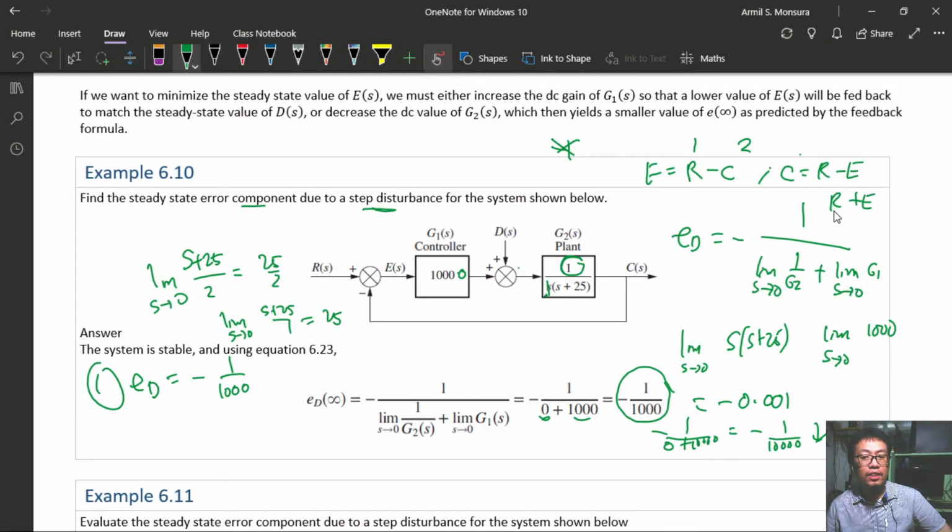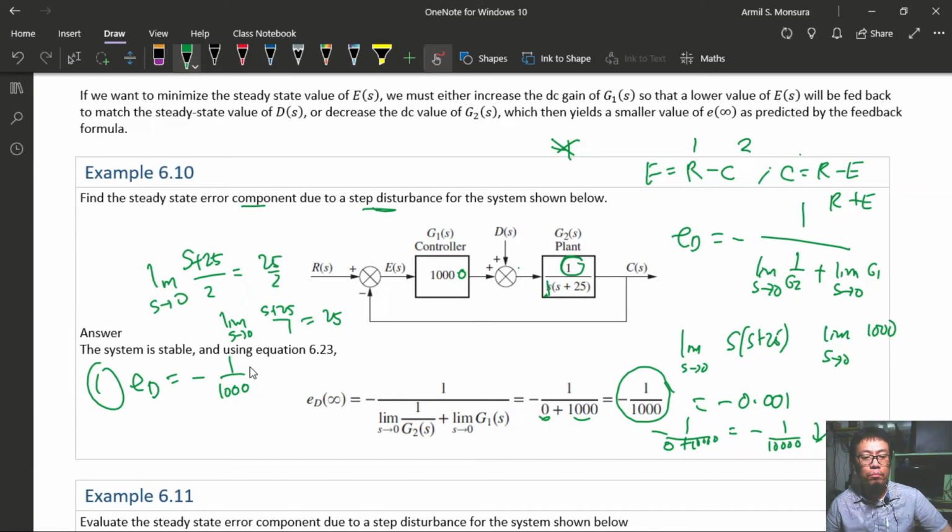Halimbawa, yung input mo 1, tapos yung error mo na negative 1 should become 1 minus negative 1, so magiging 2 siya. So, a negative error means mas mataas yung signal mo dun sa dapat na settling value niya or final value niya. Ibig sabihin, yung negative 1 over 1,000 na to, it means mas mataas ito.